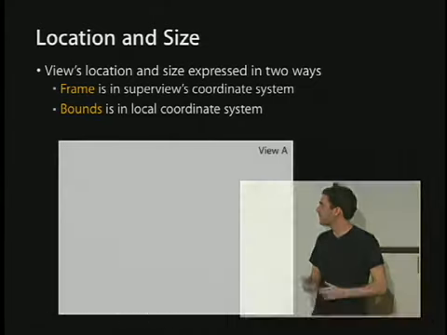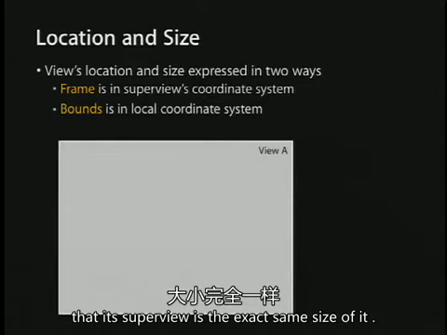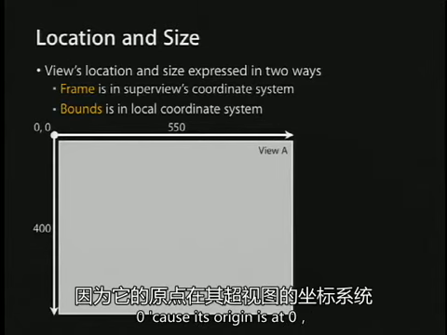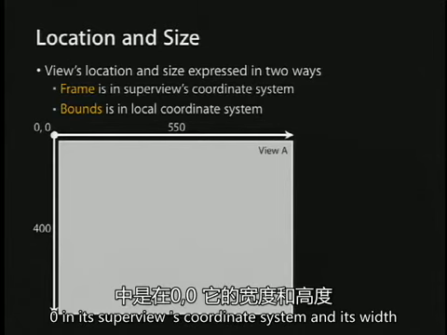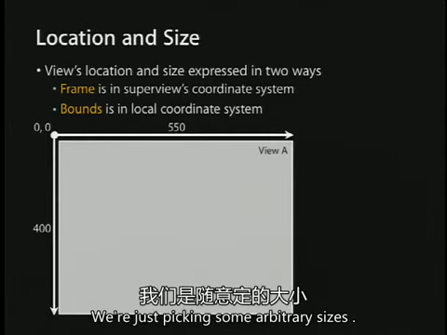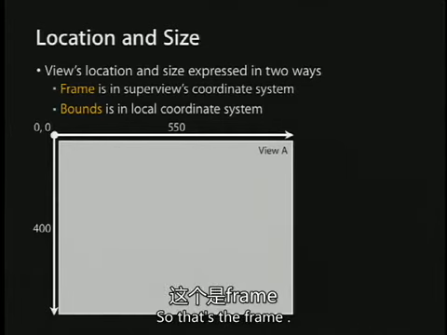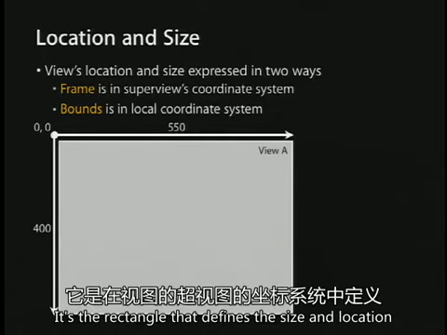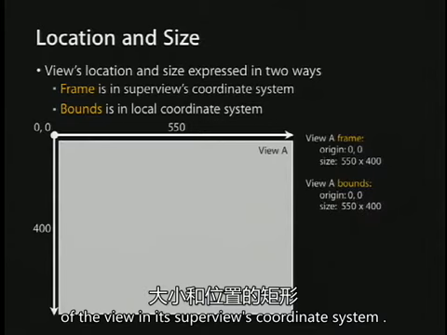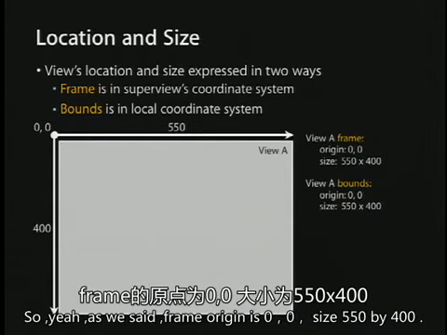So let's take a quick look at that. We've got a view A. Let's assume that its superview is the exact same size of it. It's positioned directly on top. So in that case, its frame origin is going to be 0, 0, because its origin is at 0, 0 in its superview's coordinate system. And its width and height will be 550 and 400 in this case. We're just picking some arbitrary sizes. So that's the frame. It's the rectangle that defines the size and location of the view in its superview's coordinate system. As we said, frame origin is 0, 0, size 550 by 400.